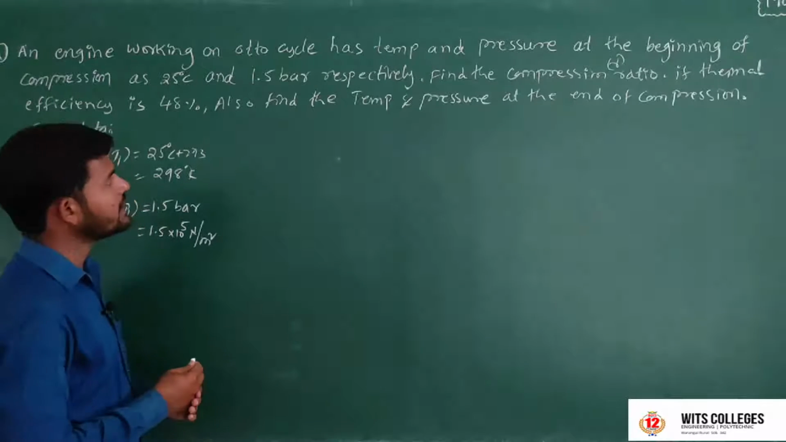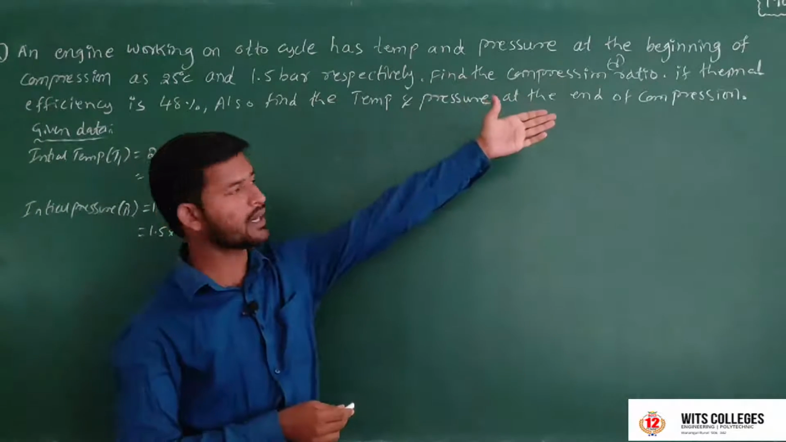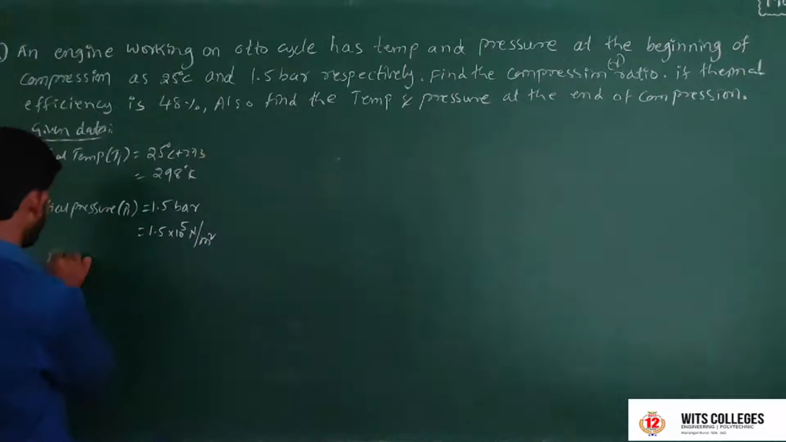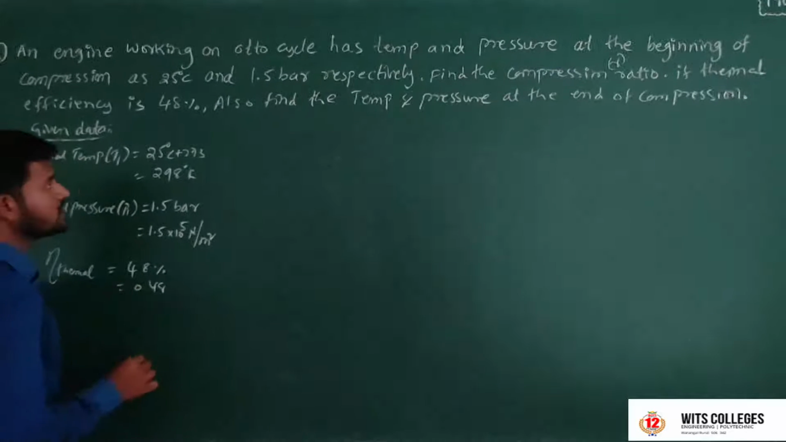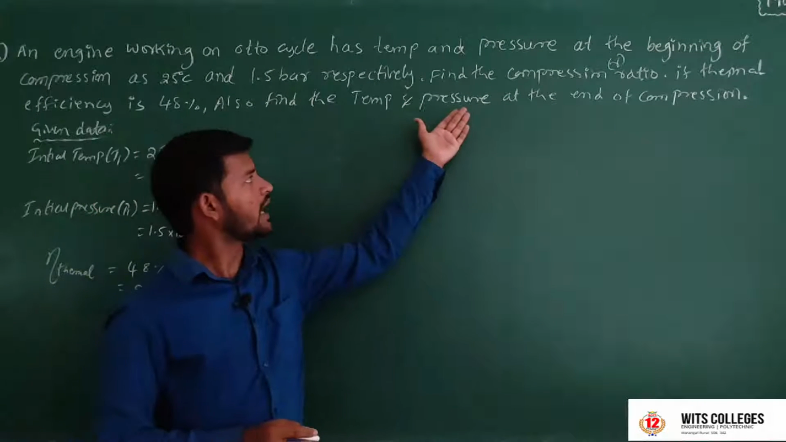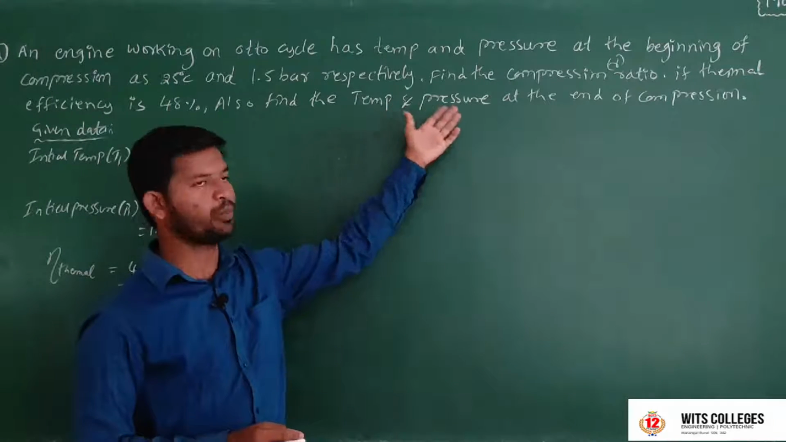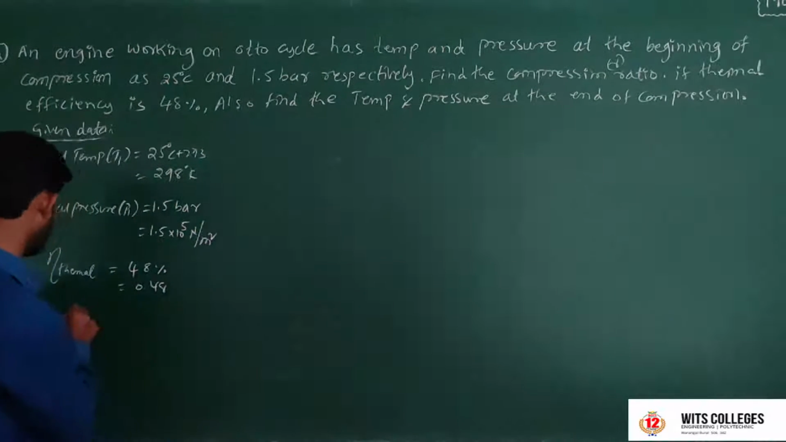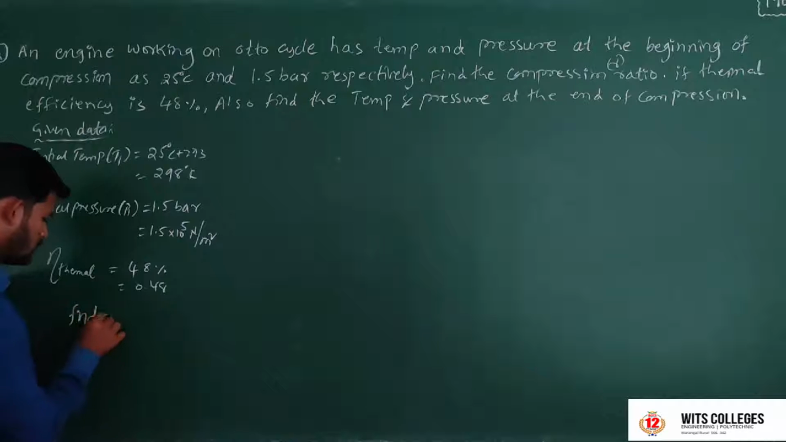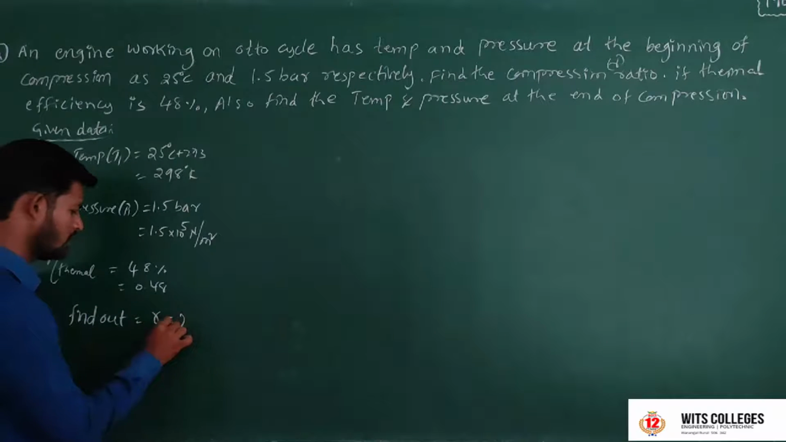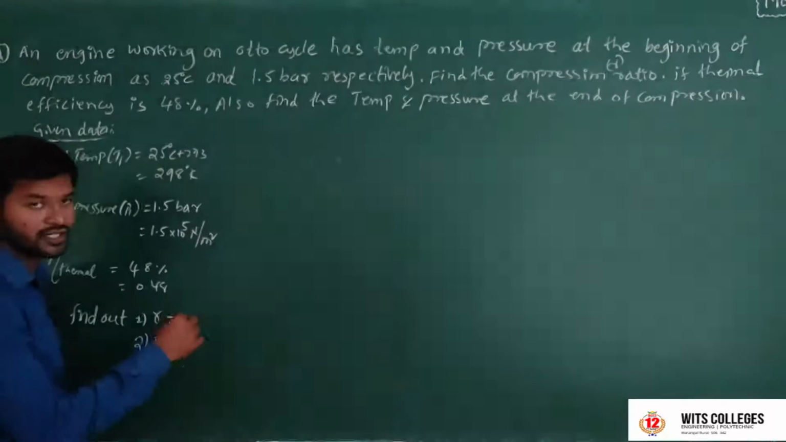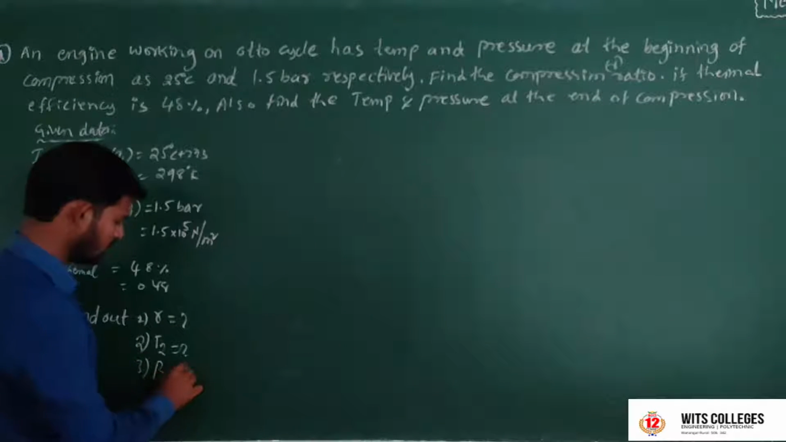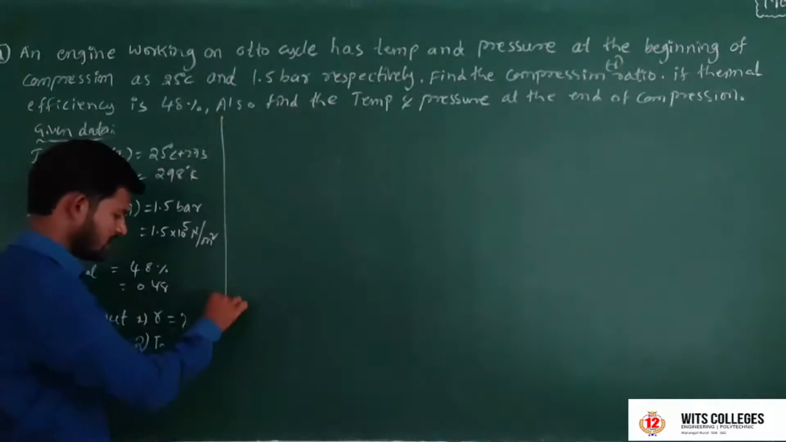And next, to find the compression ratio r if the thermal efficiency is given. Okay, thermal efficiency is 48 percent. And next, to find the final temperature and pressure at the end of compression, T2 and P2 also. Here we find out the compression ratio r first, second the temperature T2 at end of the compression, and third P2. Here we find out these three parameters.